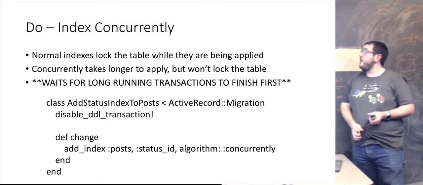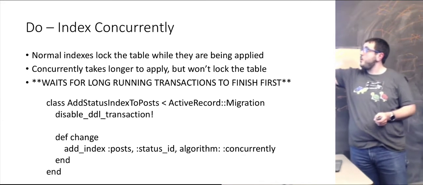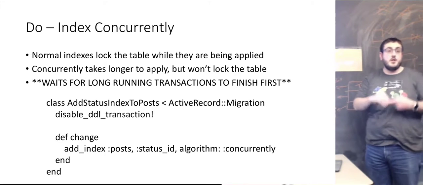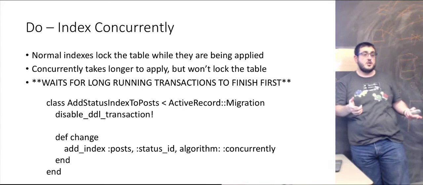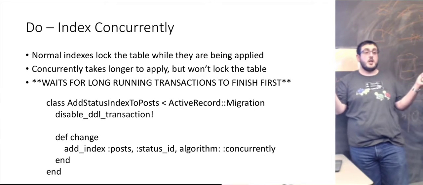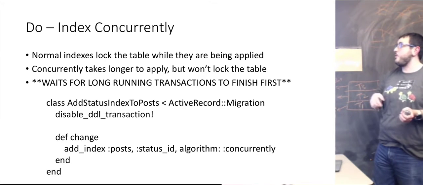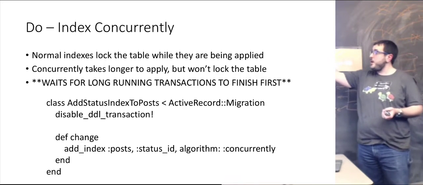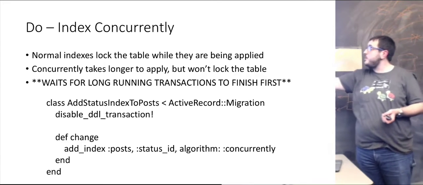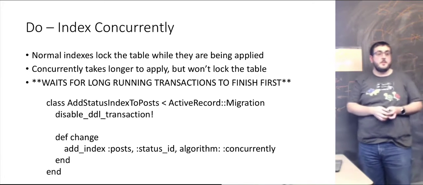To do this in Rails land, in your migration, you have to explicitly tell Rails to not run the migration in a transaction. By default, every individual migration is a transaction. If you run a transaction inside of a concurrent index, you might as well just be running a regular index at that point, because it will lock. The transaction will override the concurrency. So you turn that off, and then in your add index DSL, you say you want the concurrent algorithm, and it will essentially just do it for you.